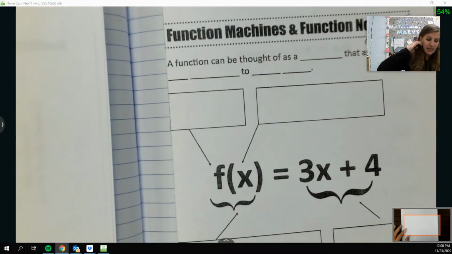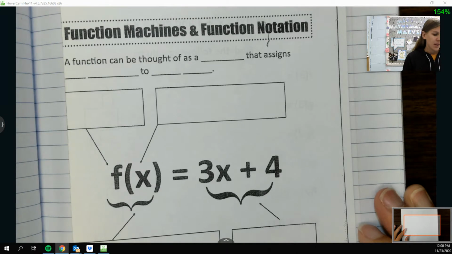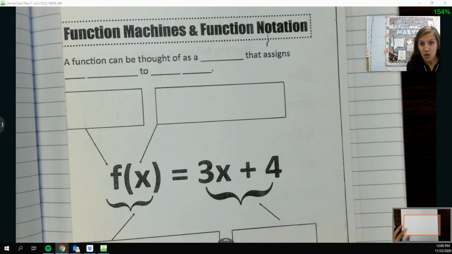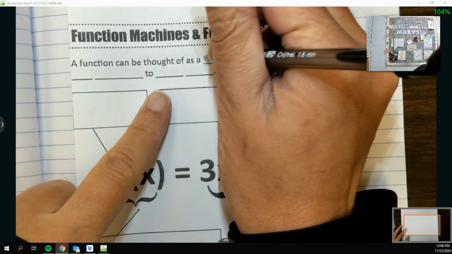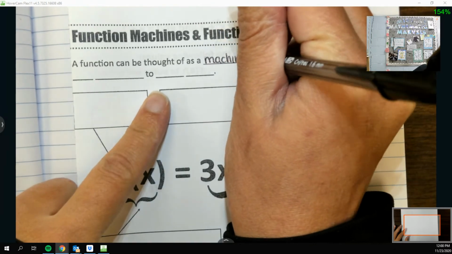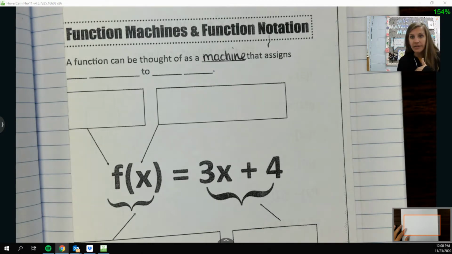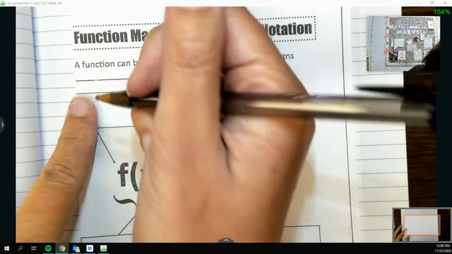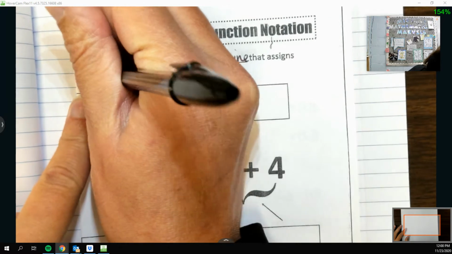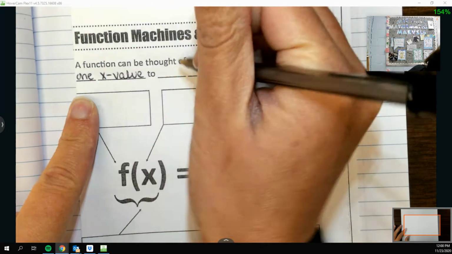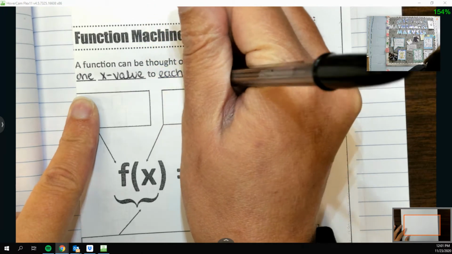On page 42, we have this one here, which we're going to take a look at second. And then we're going to start on page 43 right here. So we really want to think of a function as a machine that does something, okay? A function can be thought of as a machine, kind of like your wash machine. You put dirty clothes in, you get clean clothes out, okay? So a function can be thought of as a machine that assigns one x value to each y value.